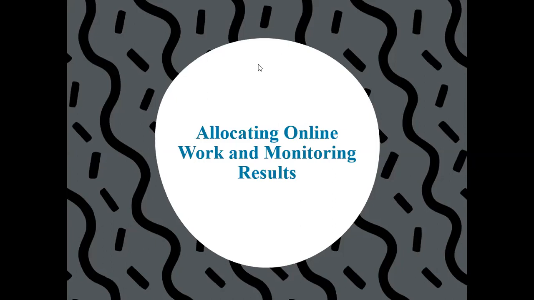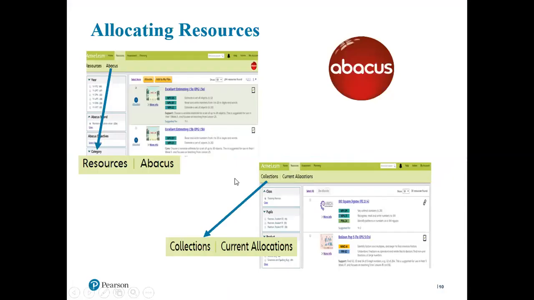Thank you. Now, how do I allocate resources? I said earlier that I'll show you exactly how to allocate the resource and how to monitor results. Let's do some. Now, notice something. We have resources to be allocated and we have the current allocations. How do I check that? Let me show you, because there is an activity after I demonstrate this.